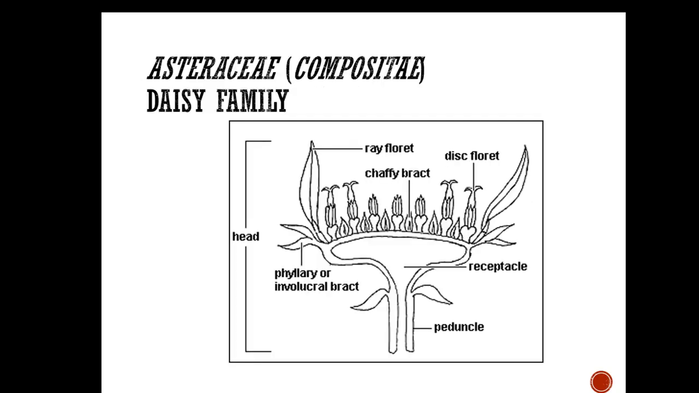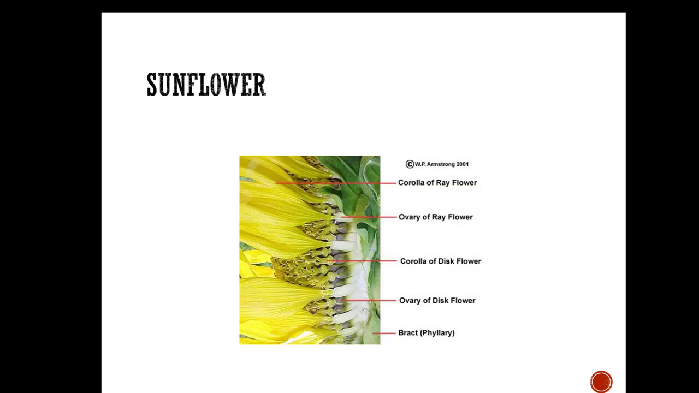So here we have the head, and you know, the Compositae used to be the family name for the daisy family, and that's because it's a composite flower. And so it's got the disc florets surrounded by the ray florets. So there's the corolla of the ray flower, there's the ovary of the ray flower, there's the corolla of the disc flower, the ovary of the disc flower, and then below that you have a bract or a phyllary.